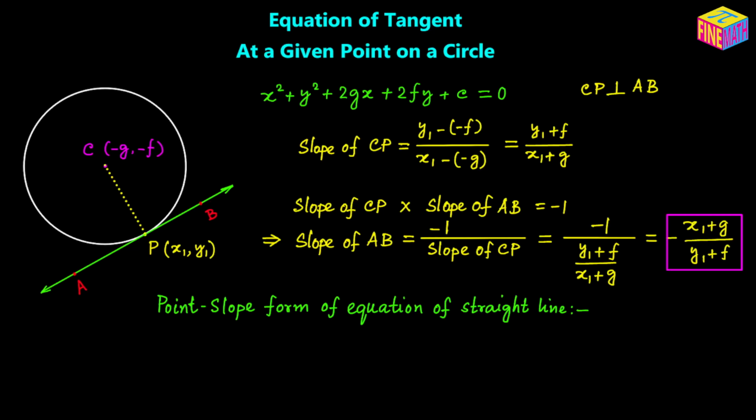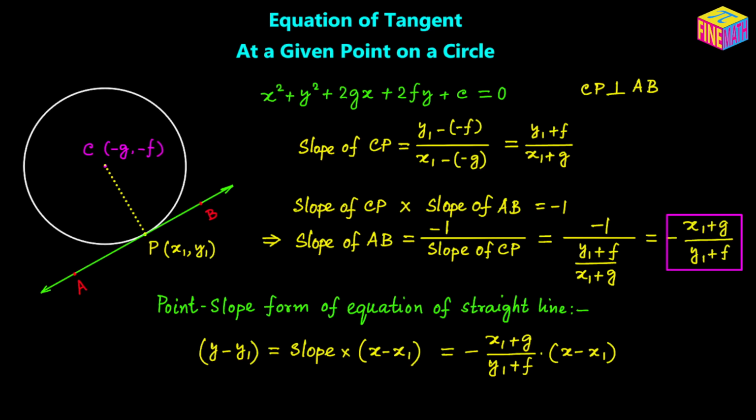Now using the point slope form of the equation of a straight line, how is the equation of this straight line going to look? Well, it will be y minus y1 is equal to the slope of this straight line times (x minus x1). And if we plug in the value of the slope, it's going to look like y minus y1 equals negative (x1 plus g) over (y1 plus f) times (x minus x1).